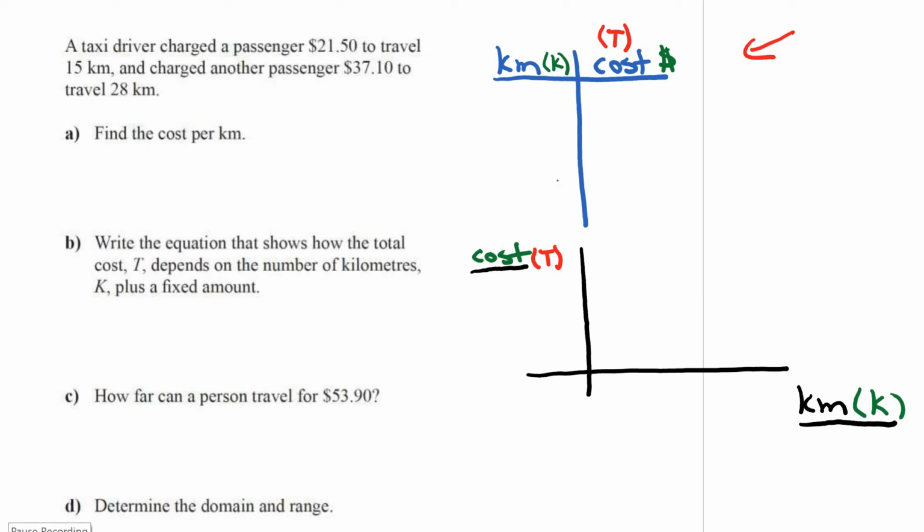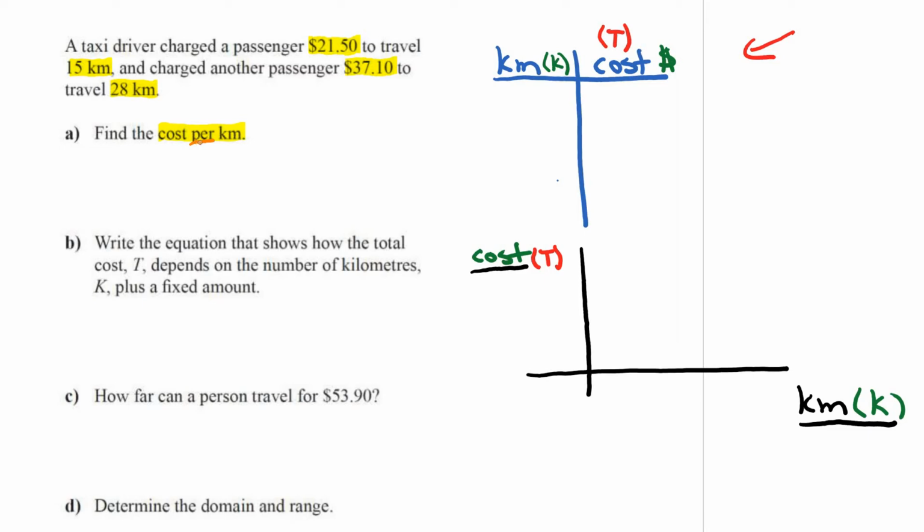Let's start the second part of the video homework guide for section 4.5. For this video, I will start off with question number 5. In question number 5, I have a taxi driver that charges $21.50 to travel 15 kilometers, and then we're charging another $37.10 to travel 28 kilometers. For part A, I need to find the cost per kilometer.